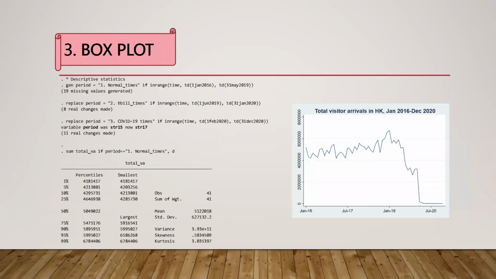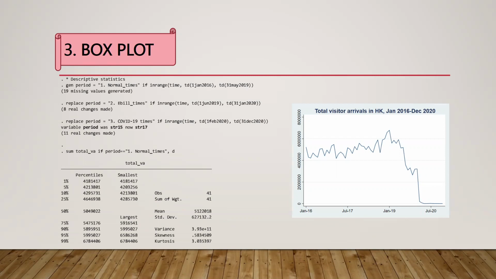And after we plot the graph, we might also want to look at the descriptive statistics. So instead of looking at the number of visitors arrived at each month, we can generate a variable called period, where period is a category variable. It takes values 1, 2, 3, and each of them refers to the normal times, extradition bill times, and the COVID-19 times. To do that, first we have to type gen, which is generate, period.